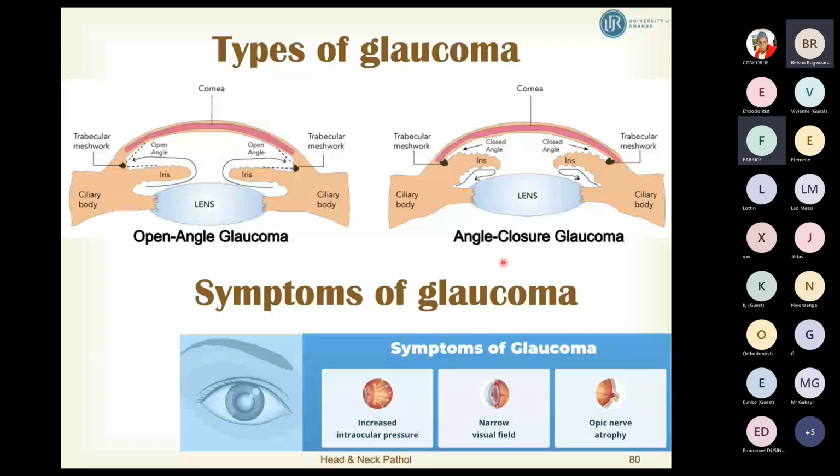So the types of glaucoma, as I said, we have an open angle and the angle closure. So in open angle, this angle is free. The problem is that something blocks the meshwork here.